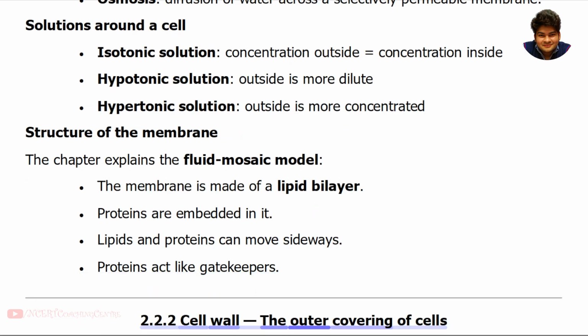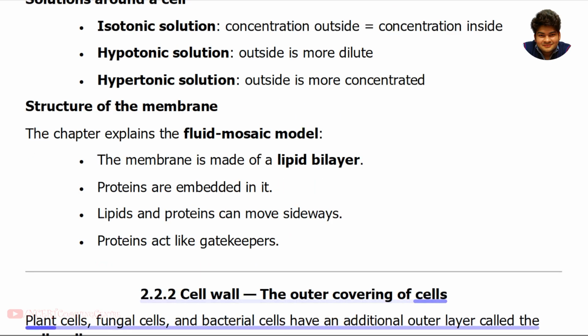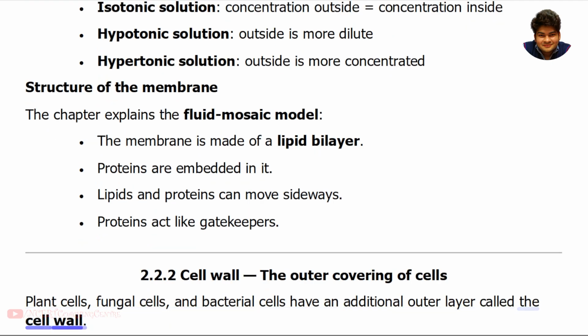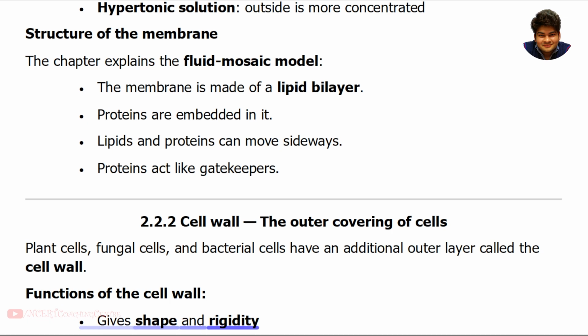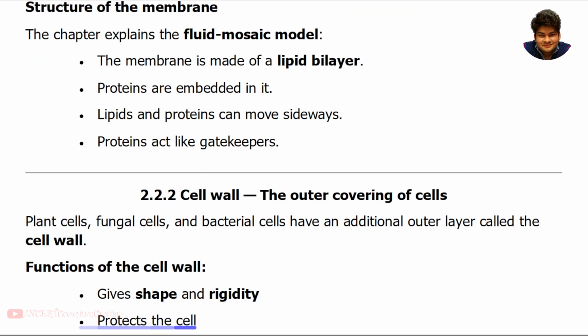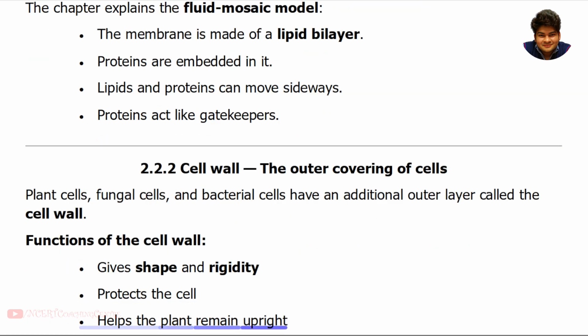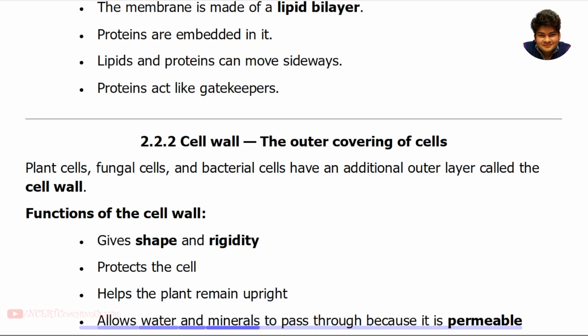2.2.2 Cell wall, the outer covering of cells. Plant cells, fungal cells, and bacterial cells have an additional outer layer called the cell wall. Functions of the cell wall. Gives shape and rigidity. Protects the cell. Helps the plant remain upright. Allows water and minerals to pass through because it is permeable.